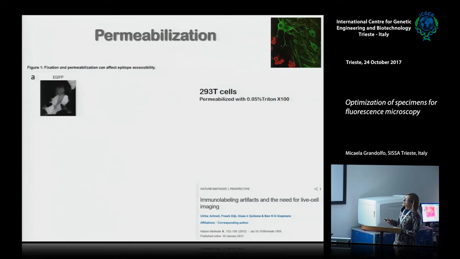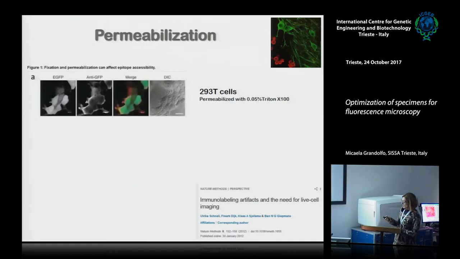In this case, there are some cells, the 293T cells. They are expressing EGFP, and as you can see, you can distinguish a diffuse fluorescence inside the cell body. But if you permeabilize these cells with 0.05% Triton, and you use an antibody against GFP, the staining that you obtain is this one. Here you can see the staining in red, okay? It is clear that the distribution of the fluorescence emitted by the GFP and emitted by the secondary antibody linked to the antibody against the GFP are not superimposable, okay?